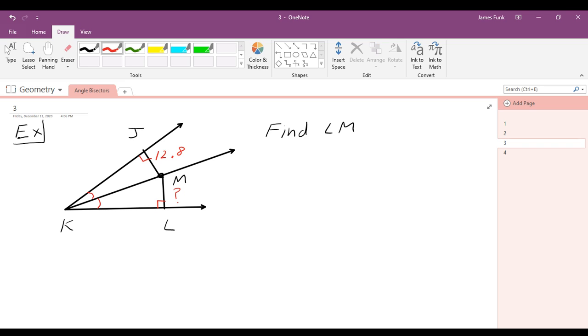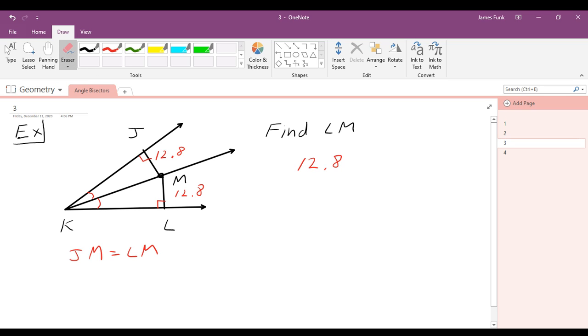We have a theorem that fits this perfectly: if a point is on the bisector of an angle, then it is equidistant from the sides of the angle. So that means that JM is going to have to be equal to LM, right? Because that point M, which lies on the bisector of angle JKL, must be equidistant from the sides of that angle. So LM is the same, 12.8. Okay, so we can replace that with 12.8. All right, that's all there is to it.